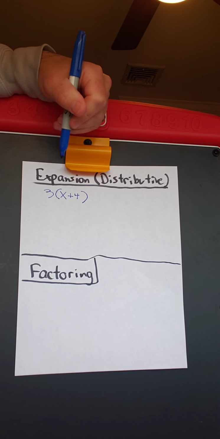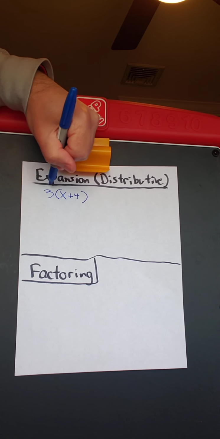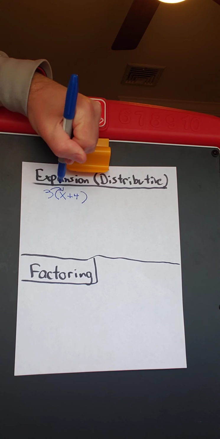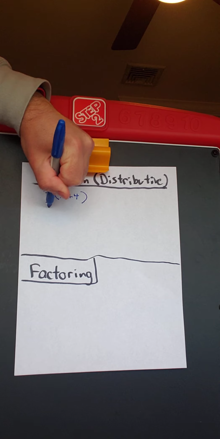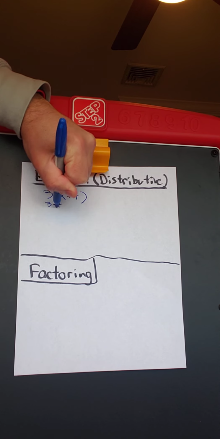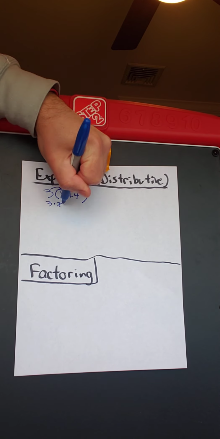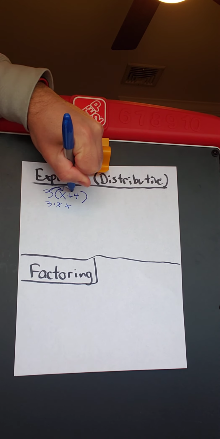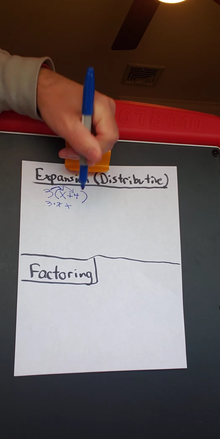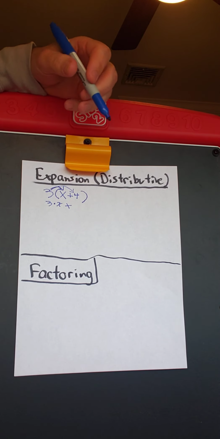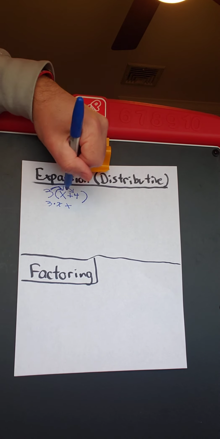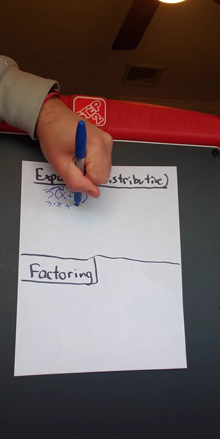So what you have to do when you have expansion is you multiply your outside number by the first inside term, which should be 3 times x. Then you would do plus. Then you multiply your outside number times your second term. Now, I like to say that the second term is the sign attached to the number. So this would be a positive 4. So it would be 3 times positive 4.